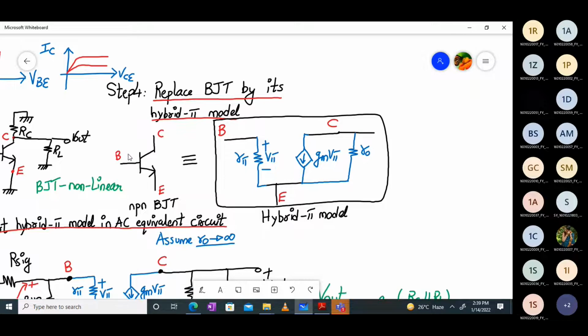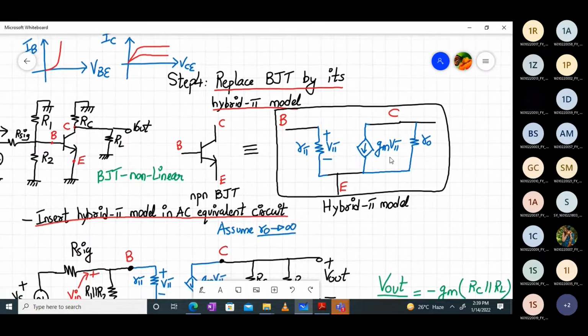Now if I want to replace the base, collector and emitter terminals of a BJT, I will do it like this. Between my base and emitter, I have the resistance R pi, and the voltage across it is V pi, correct? Between the collector and the emitter, we have the voltage dependent current source, GM times V pi. And then we also have RO, which is the output resistance of the BJT. So there are three quantities: R pi, a resistance; GM V pi, a current source; and RO, again a resistance.